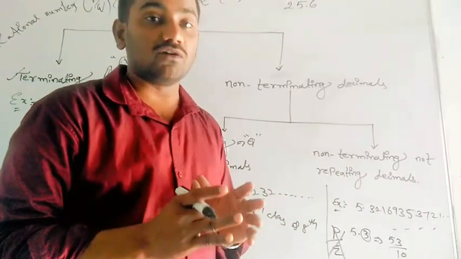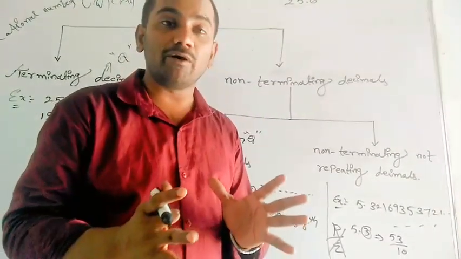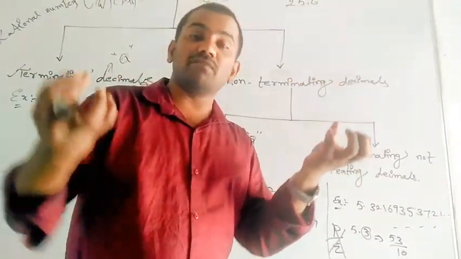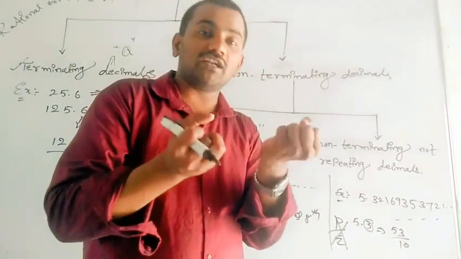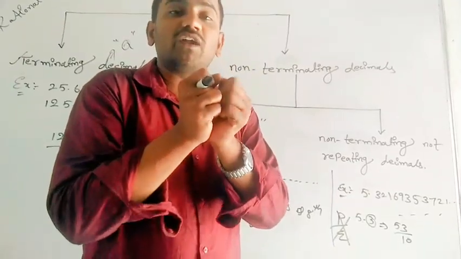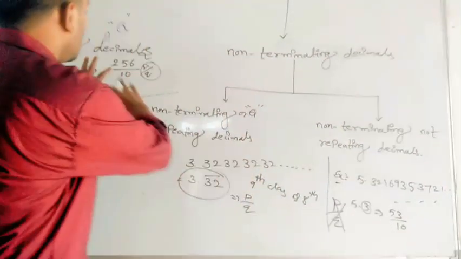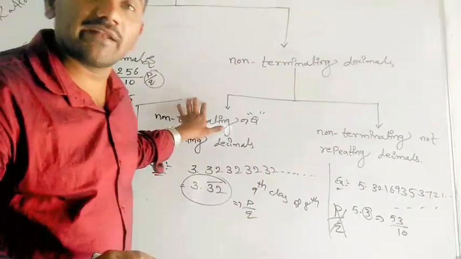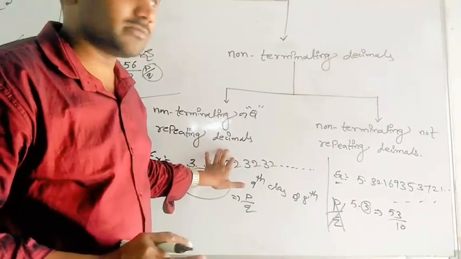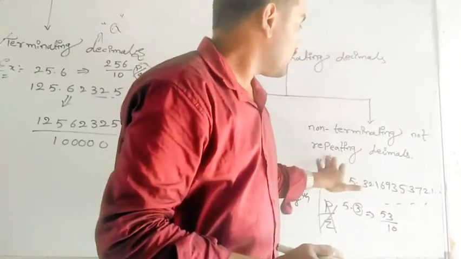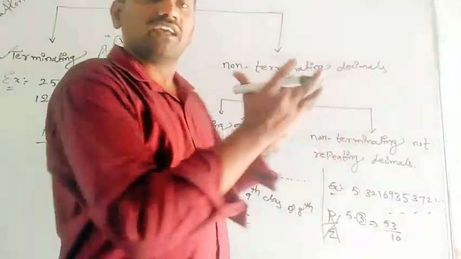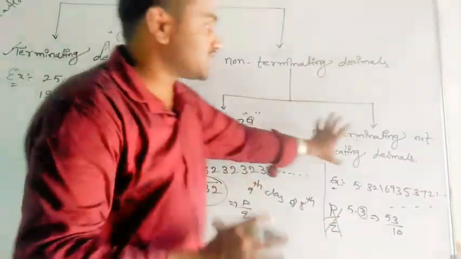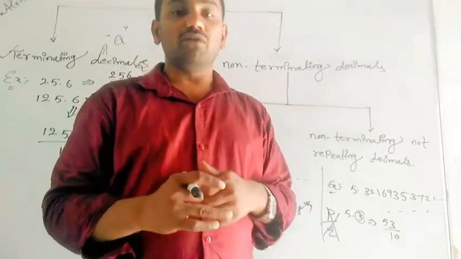So what is the meaning of real number? The combination of rational numbers and irrational numbers is known as real numbers. So all terminating decimal numbers, non-terminating repeating decimal numbers, and non-terminating, non-repeating decimal numbers are called real numbers. In this, these two are rational numbers and this one is an irrational number.